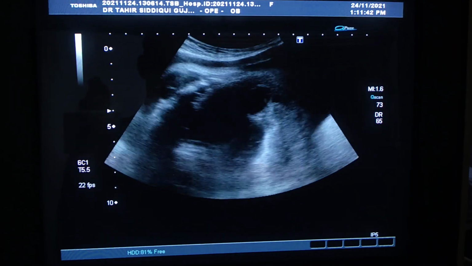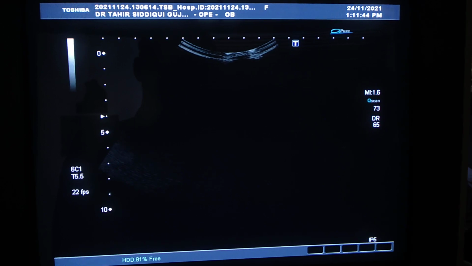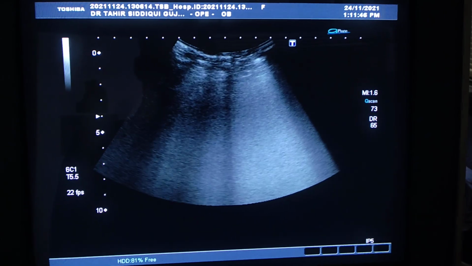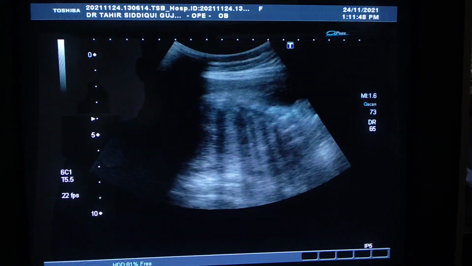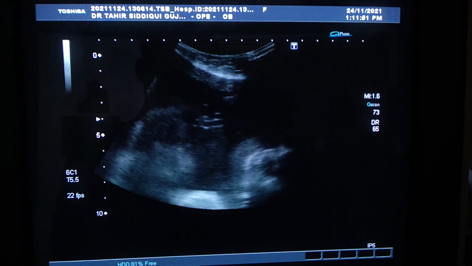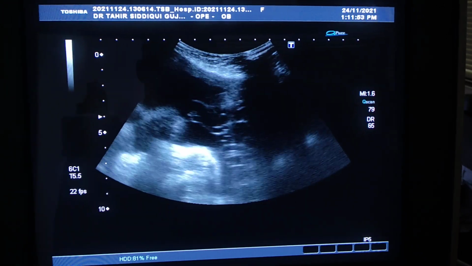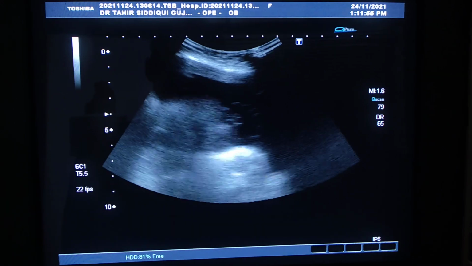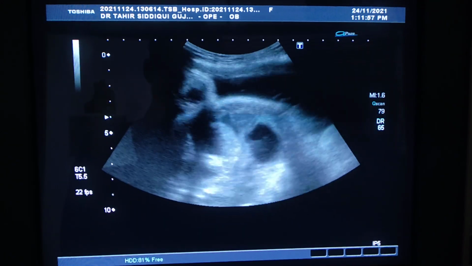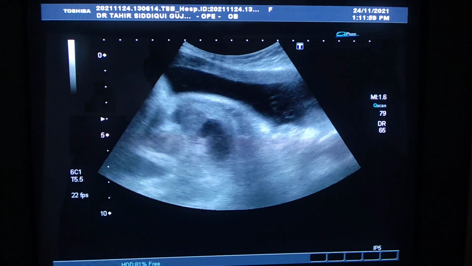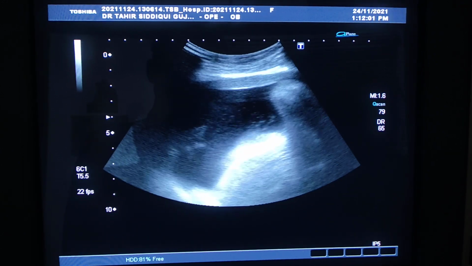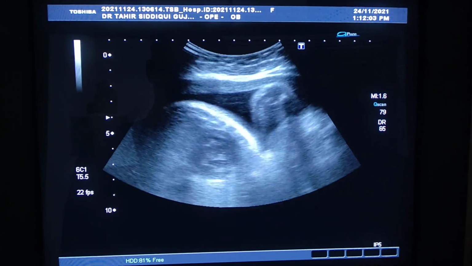There is no polyhydramnios. The amniotic fluid is normal. This is the single largest amniotic fluid pocket. It's normal, mild, measure it, it's normal. Neither is it oligohydramnios, nor polyhydramnios.